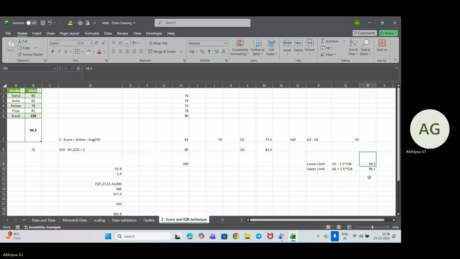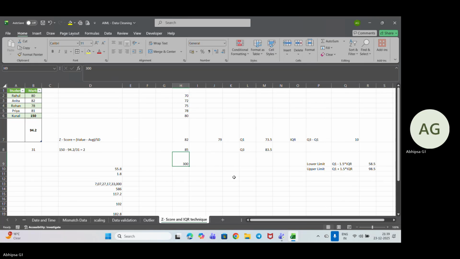Now you can see that 70 is coming within this range of 58.5 to 98.5. Majorly, all of these values are coming within this range, but 300 is not coming in this range. So we will consider 300 to be the outlier. Okay. So this is all about the IQR.